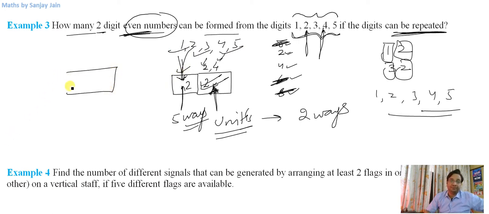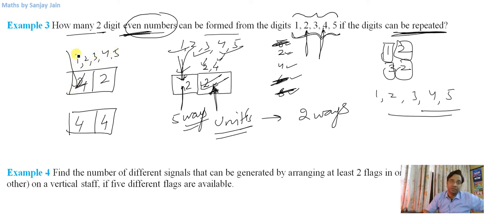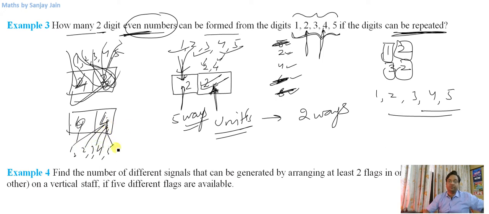So for example, if you have put 2 here or 4 here, so you can use 4 here, 2 here, you are allowed to do that. Or you can use 2 here, then any of the 5 digits you can place here, 1, 2, 3, 4, 5. So what are the numbers that will be formed? 12, 22, 32, 42, 52. All of these numbers are even numbers and 2 digit numbers. Similarly, if you have got 4 here, you may use 1, 2, 3, 4, 5, any of the digits here. So numbers will be 14, 24, 34, 44, 54. All of these numbers are allowed.